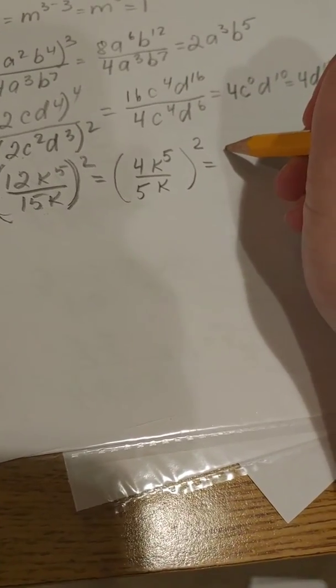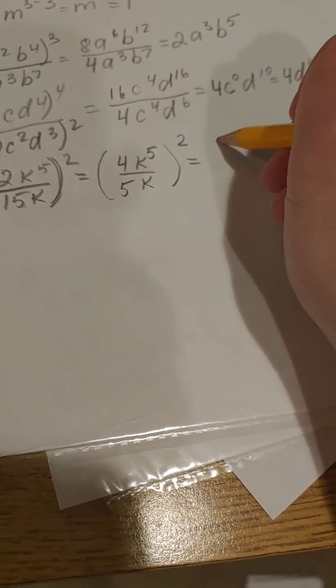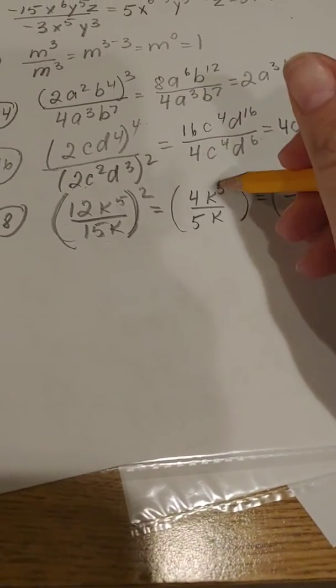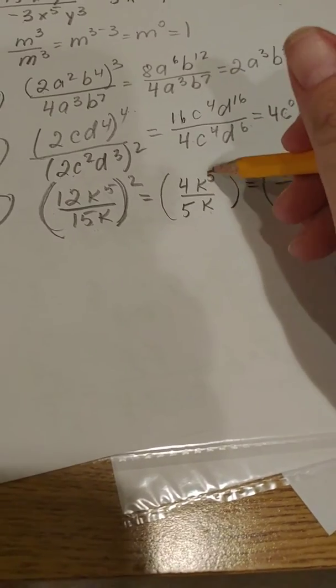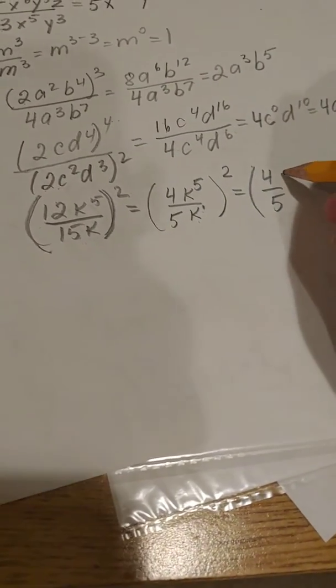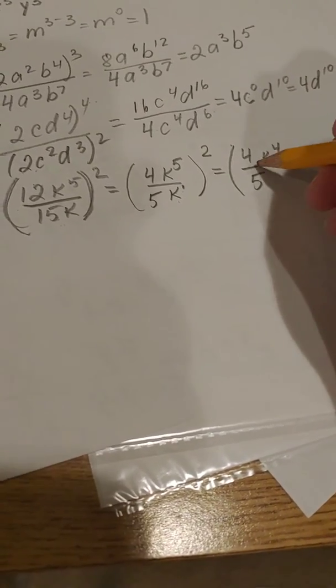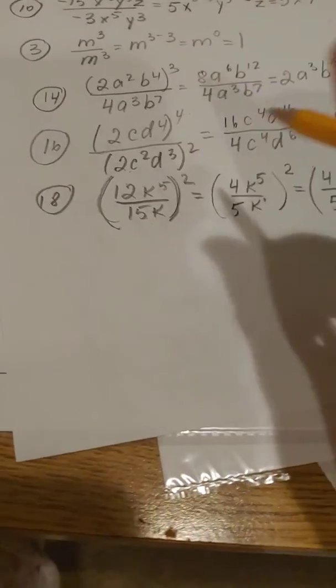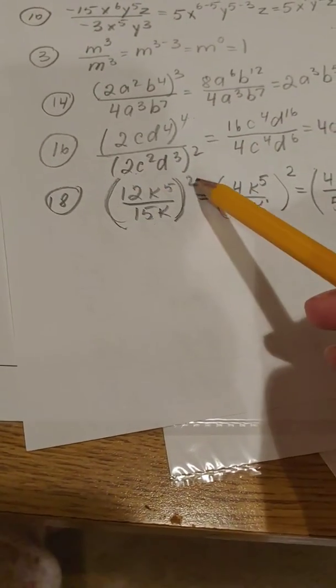So what else can we do here? We can actually divide these two. K to the 5th power divided by k to the 1st power is k to the 4th power. So k to the 4th power will stay on top and everything will have to be squared because we were supposed to square everything.